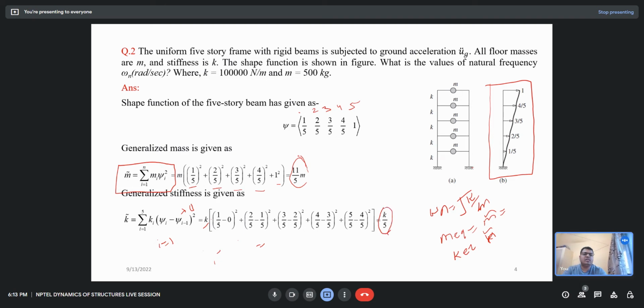Now I will get omega n, which is given as the square root of k by m, and I will put these values in this. So I got this expression, square root of k by 11m, where the k value is given as 10 raised to power 5 and m is given as 500. So I got my natural frequency as 4.26 radian per second. So this is the solution.